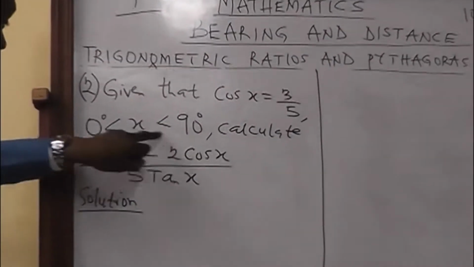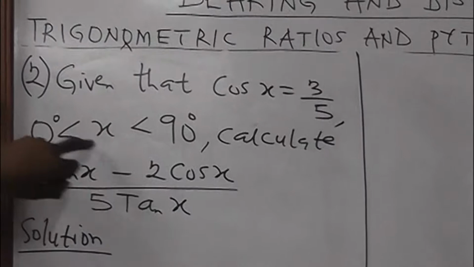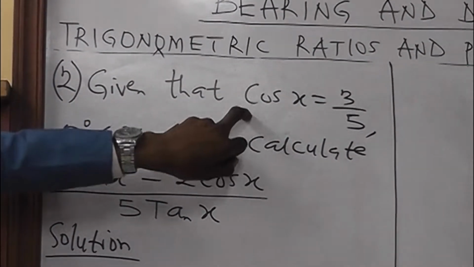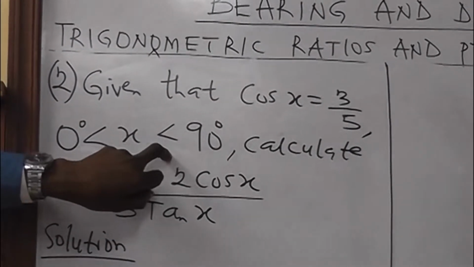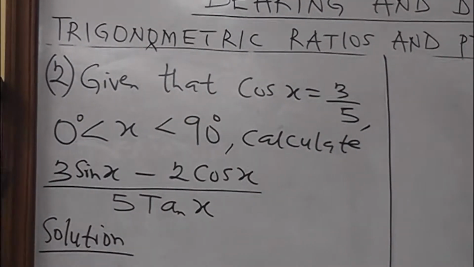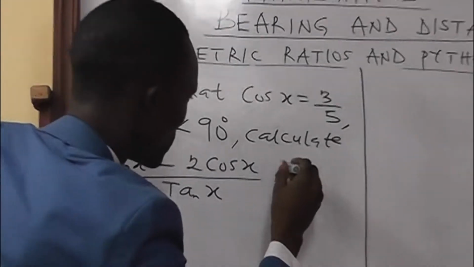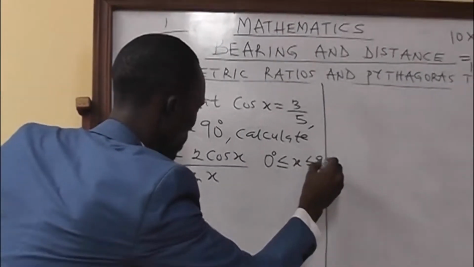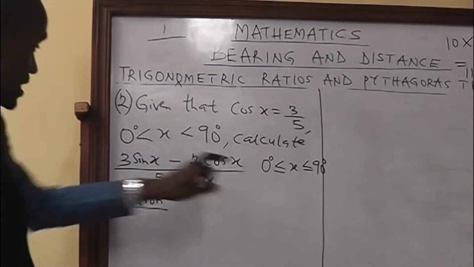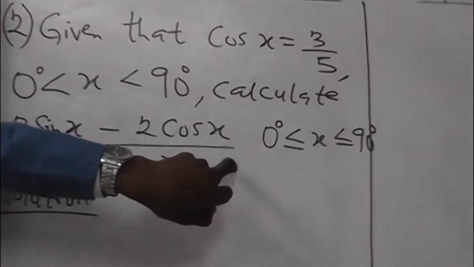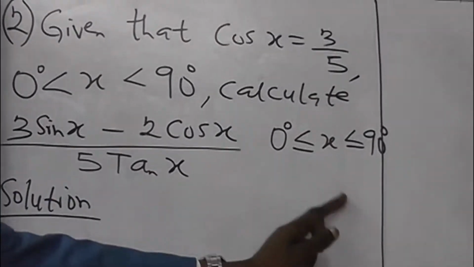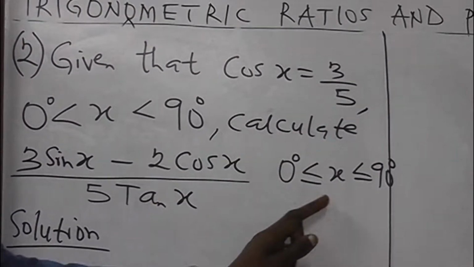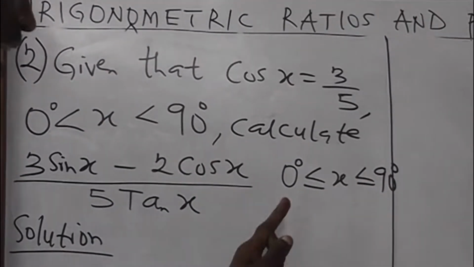And the meaning of this is x is not 0 and x is not up to 90, but x can be very close to 90. That would be different from this. If you have 0 degree less than or equal to x less than or equal to 90, this is different from this. The interpretation of this is x can be 0 since we have equality sign, and x can be 90.